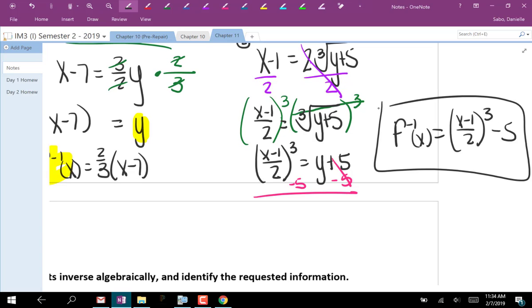That's all you do. Now what's really cool about this is if you really want to check your answers, you can undo it again and see if you get back to the starting point. I mean, that's really what you're doing.